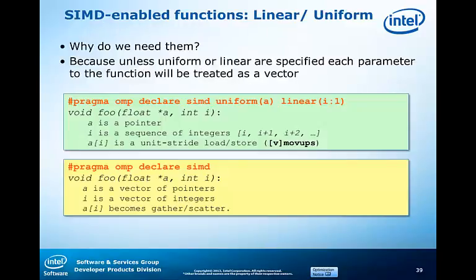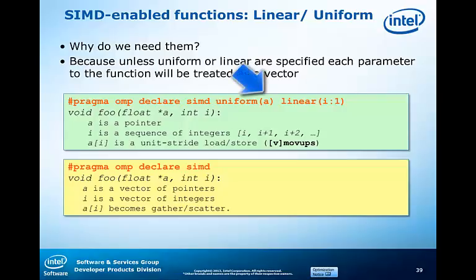Why do we need the uniform and linear modifier clauses? Because unless modifiers, such as uniform or linear, are specified, each parameter to the function will be treated as a vector. This can be very wasteful in that the entire vector must be passed as an argument, sometimes needlessly.